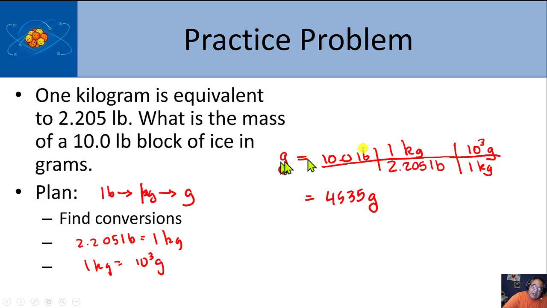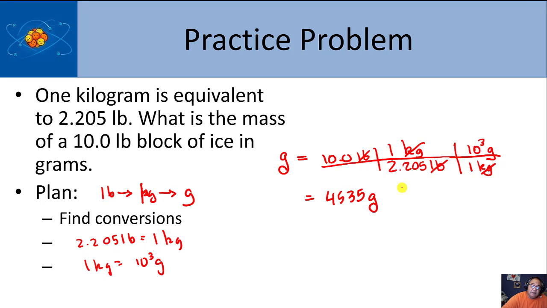So I strung it out. I did it so that my pounds would cancel. It would be nice if pounds could cancel. And then kilograms cancel, and I'm left with grams. And so I do 4,535 grams. We haven't done sig figs yet, but you'd round that to 3 sig figs later. We'll come back and round some of these problems later.